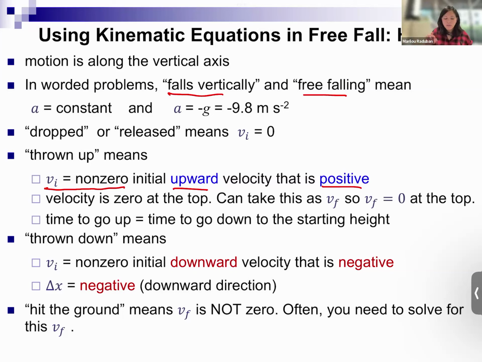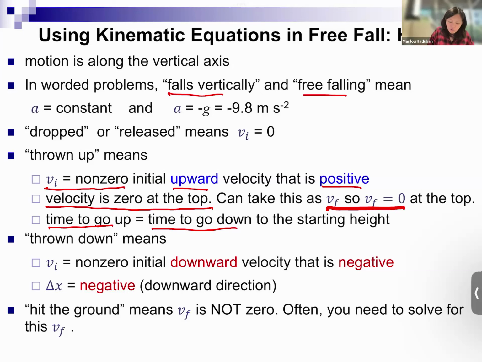Before it comes down, it momentarily stops. And so the velocity at the top of its vertical motion will always be 0. So we can take the final velocity at the top of the object's motion to be v final equal to 0. Because the object is being pulled by gravity at the time it goes up and also at the time it goes down, the time to go up should be equal to the time to go down to the same starting initial height.